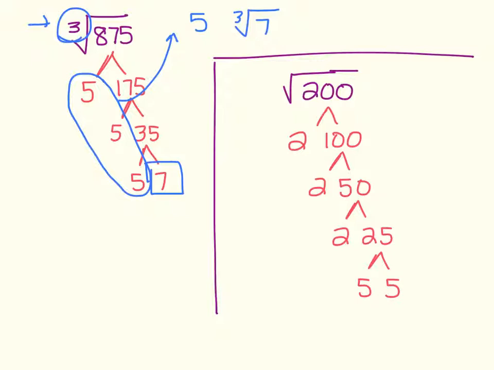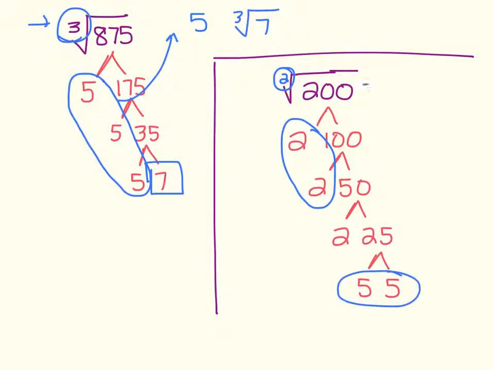This is a square root, so the number is not written, but we know that it's really a 2 if it's a square root, right? That means we're looking for groups of 2. And again, the reason we're looking for groups of 2 is 2 of the exact same factor means you have a perfect square, right? 2 squared makes 4, and 4 is a perfect square. So I've got 2 2's there, and I have 2 5's down here.